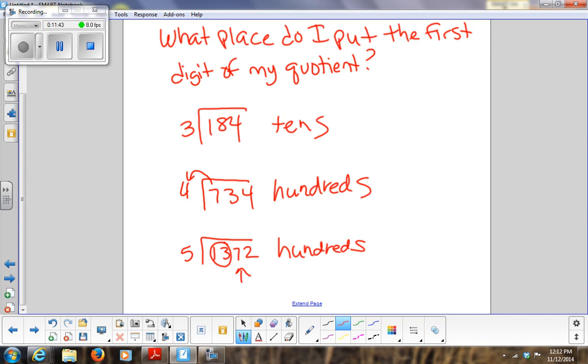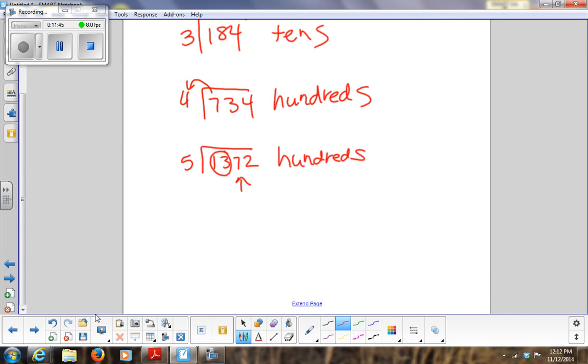Okay, well, let me explain some more then. If I have 4 divided by 372, I can't take a group of 4 out of a 3, right? No, you cannot. So then this becomes 37 tens. So I'm breaking apart my 300s, right? These are my 300s. And I'm going to break them apart.